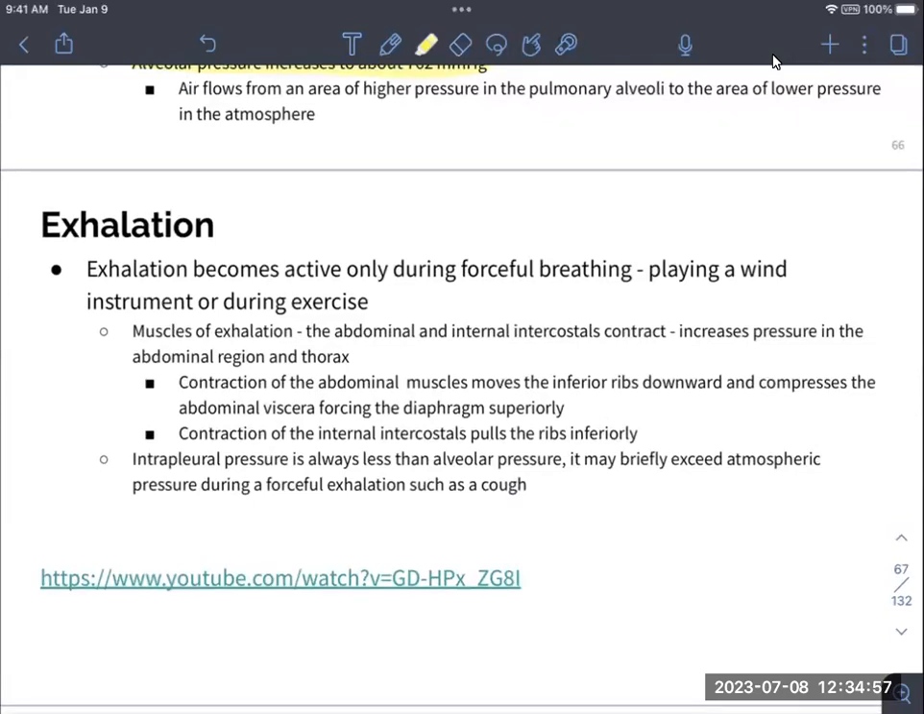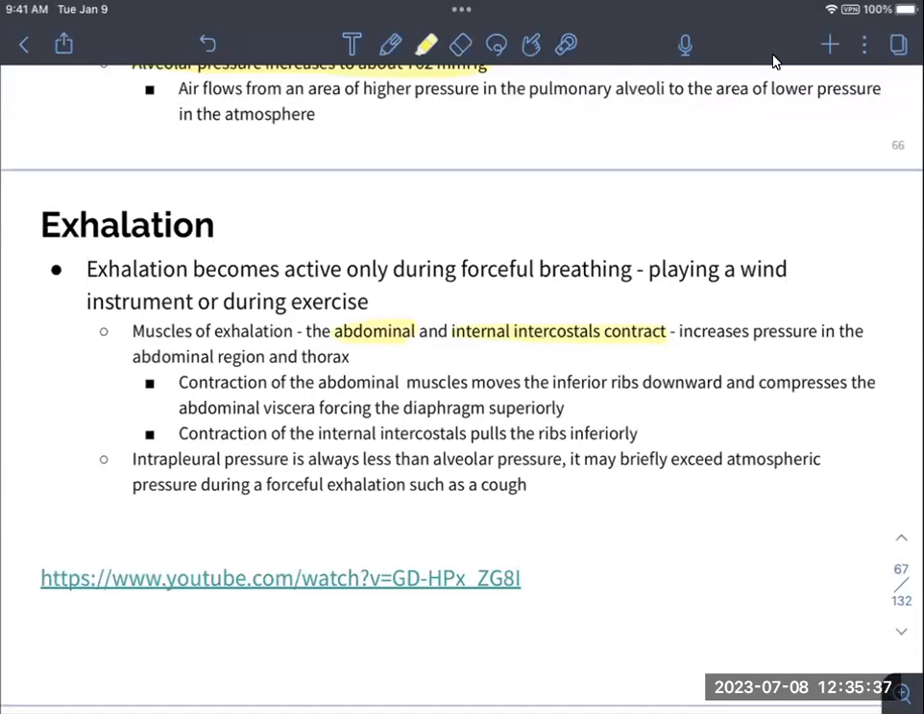Exhalation is only active during certain forceful breathing. Playing wind instruments, exercising, blowing out candles is even forceful exhalation. And this is where we get those internal intercostals, because when those muscles contract, they pull that rib cage down. That abdominal cavity, because that creates more pressure into that abdominal region. When those contract, contraction of those abdominal muscles pulls those ribs down even further.